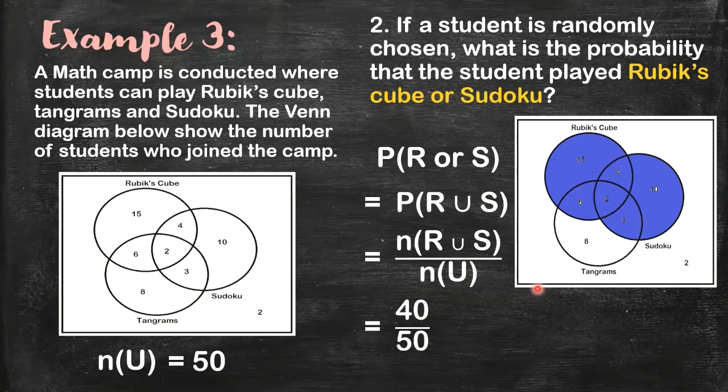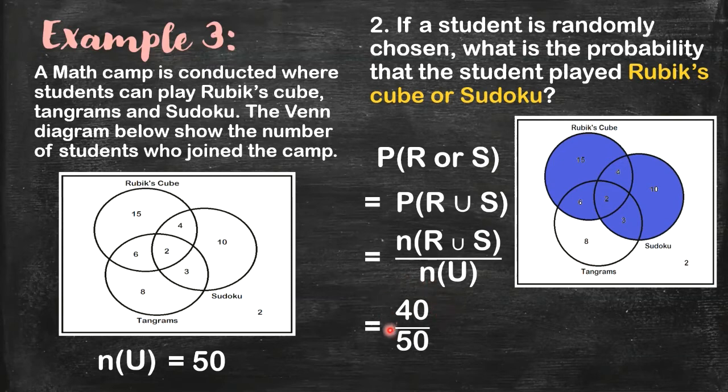But what is the easier way? The whole thing is 50, and you subtract the two numbers that are not in the shaded portion, which is equal to just 10. So, you have 50 minus 10, you get 40.